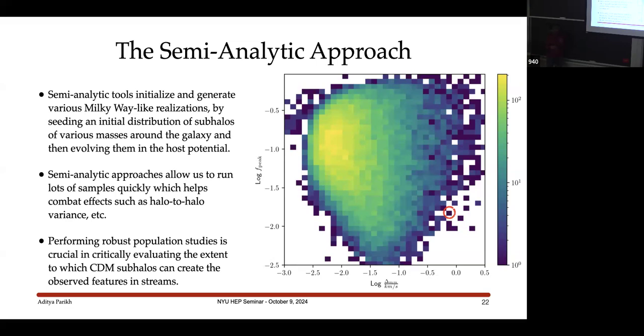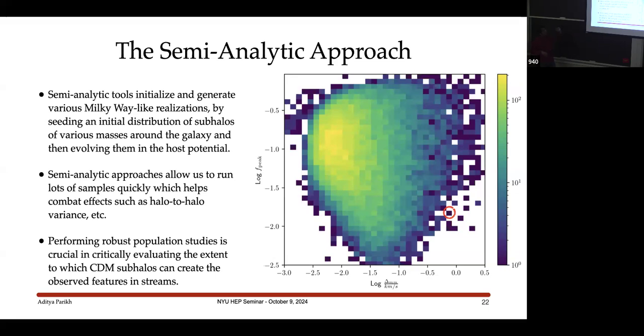And the upshot of doing something like this is that compared to full-blown n-body simulations, these things are extremely fast. Just on my laptop over the course of a week, I can generate hundreds of Milky Ways and do an analysis. And it really helps beat down things like halo-to-halo variance, right? That's one of the things that plague a lot of these large n-body simulations. Because they're so expensive to run, we can only run a few of them, and as a result, there are inherent statistical fluctuations from one halo to the next, and those are very difficult to address without running suites of large numbers of these n-body sims.